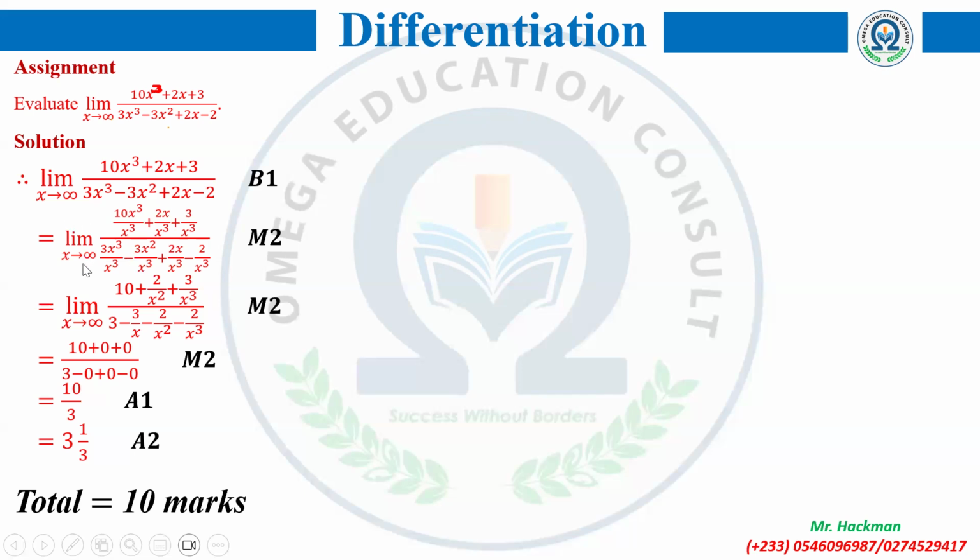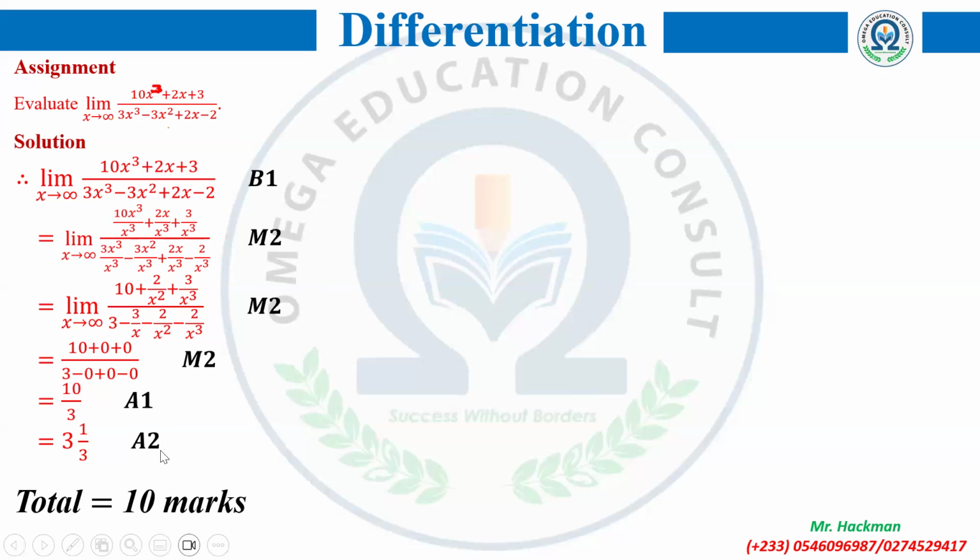So take note. The next step, we said we have to check the highest power of x, and you divide each of the terms by that. Your ability to do that will give you M2. Then that will be equal to, the next step is to simplify each of the terms. Your ability to do that will also give you M2. Anywhere here, if the limit to infinity is not there, it will be M0, A0.